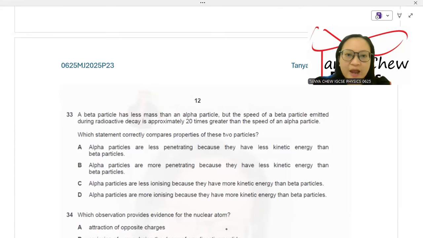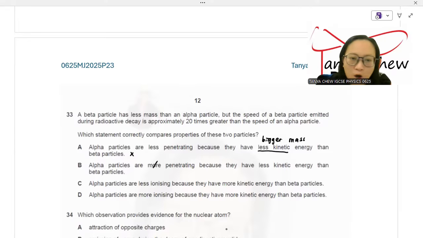It is because they have larger mass. They're bigger, so they can penetrate a lot of stuff, right? They can be stopped by a few sheets of paper. So this is not true. Not because they have less kinetic energy, because they have bigger mass. Alpha particle is not penetrating, less penetrating as compared to beta.